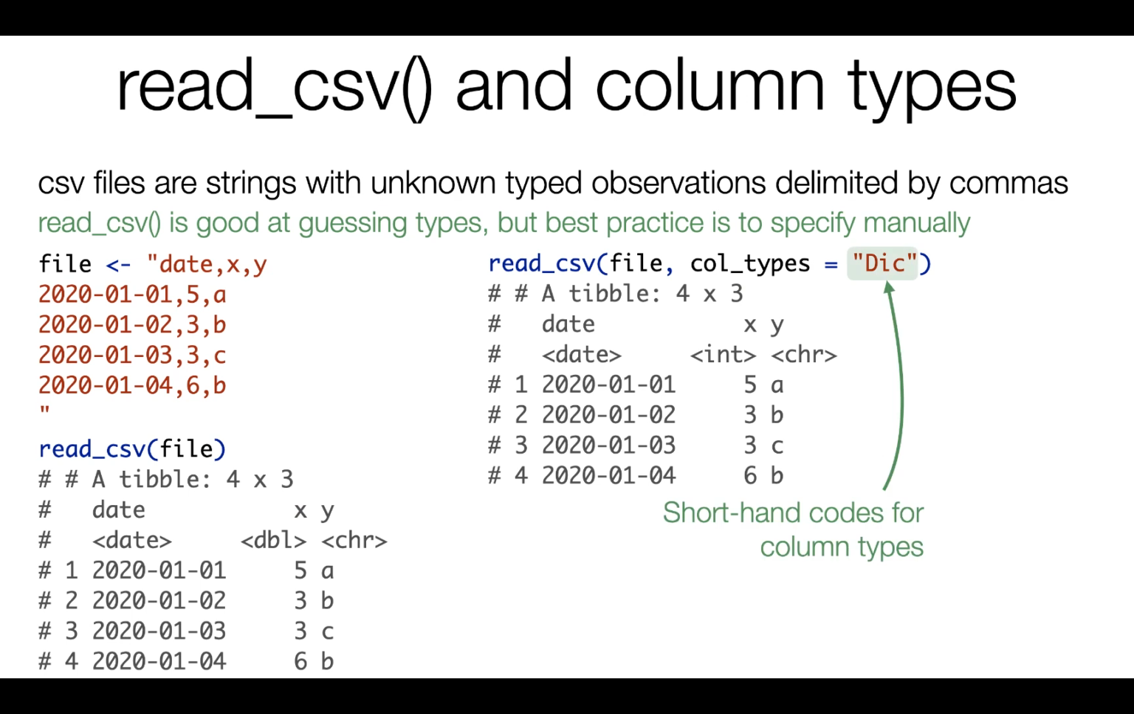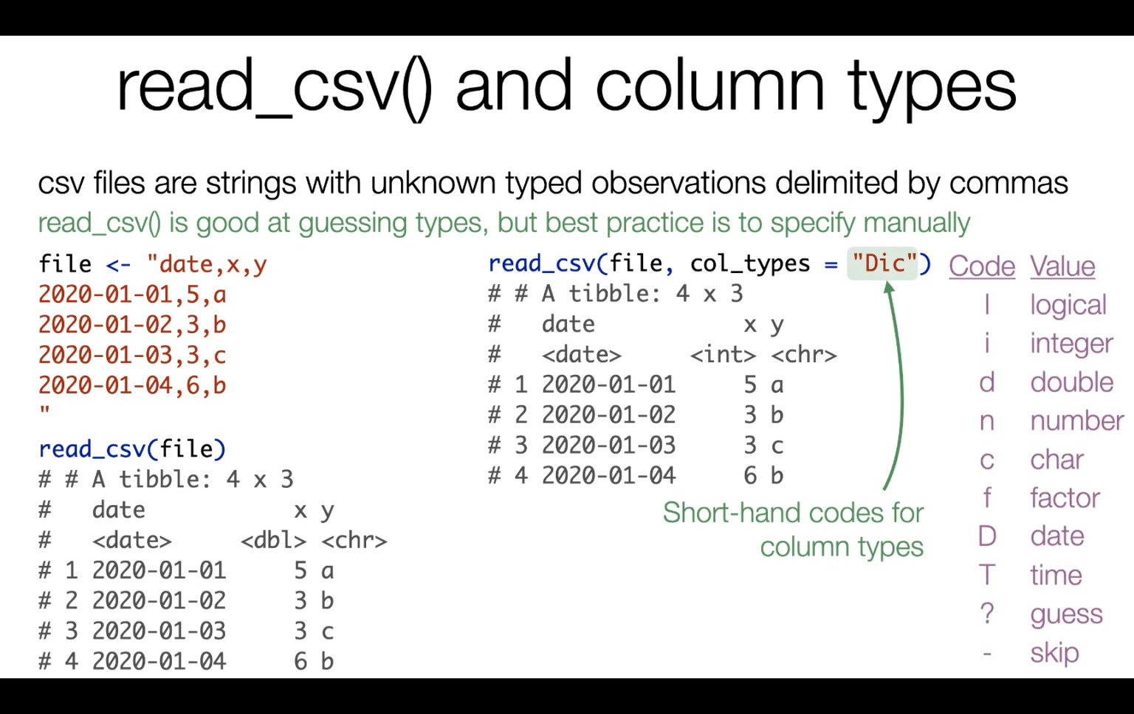So again, you get shorthand codes for column types, and the codes look like this, okay? L is logical, I is integer, D is double, N is number or numeric, C is character, F is factor. There's going to be some issue there with the levels. Capital D is date, capital T is time, question mark is guess, and dash is skip, okay?